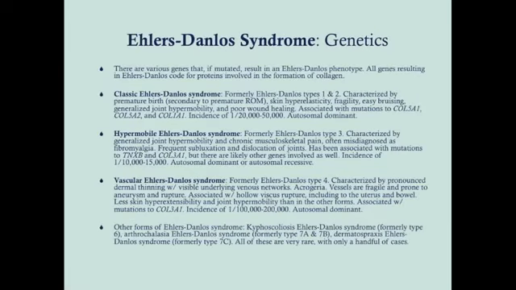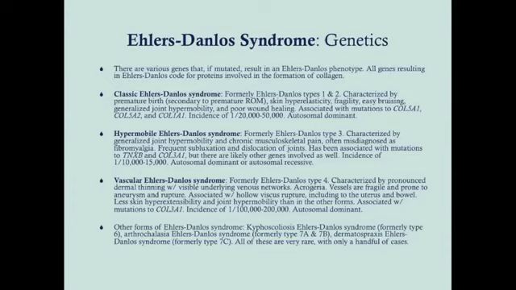Now, there are several types of Ehlers Danlos syndrome, and they used to be classified as type 1, type 2, type 3, all the way through type 7. However, now we have renamed the system, and so there are 3 really major types of Ehlers Danlos syndrome, which I would expect on the test you'll be asked about.